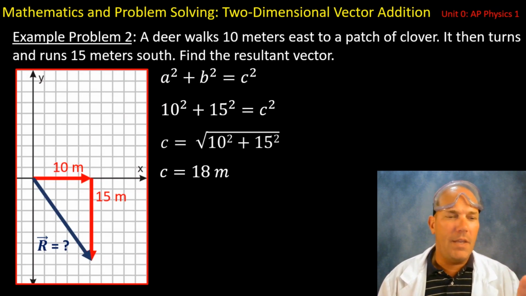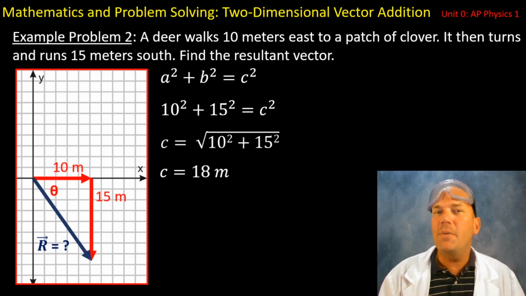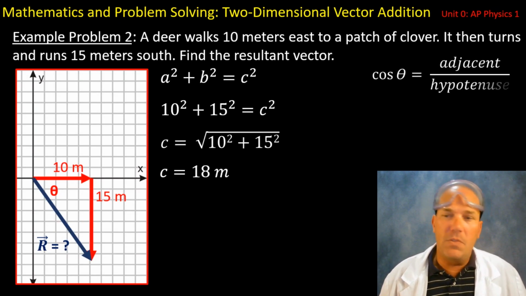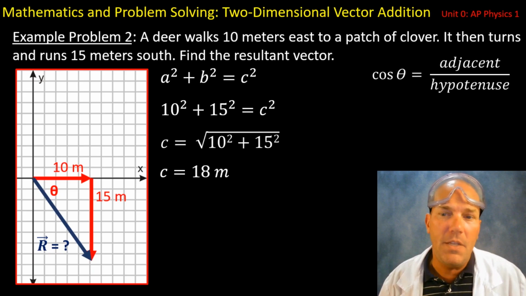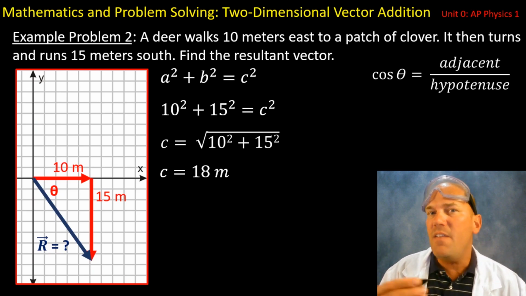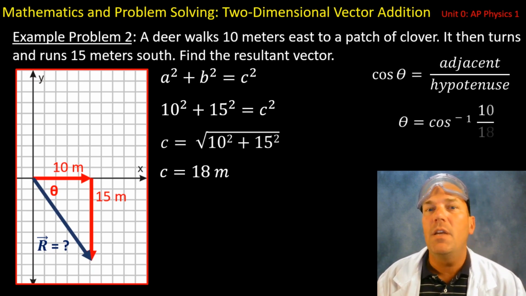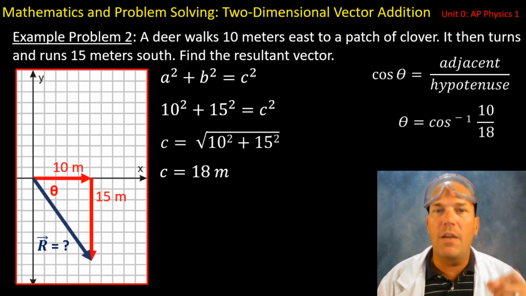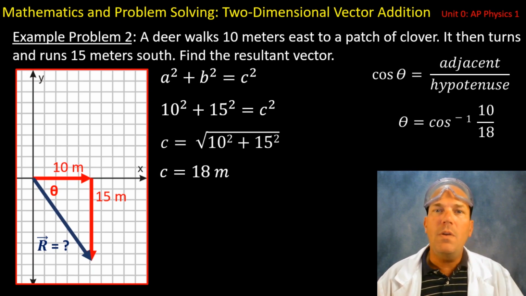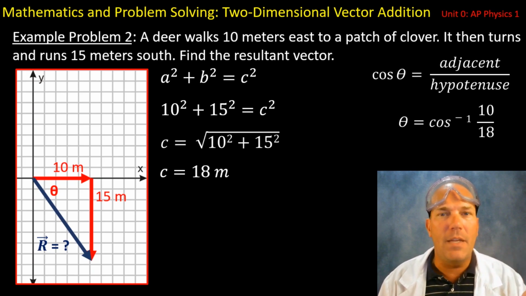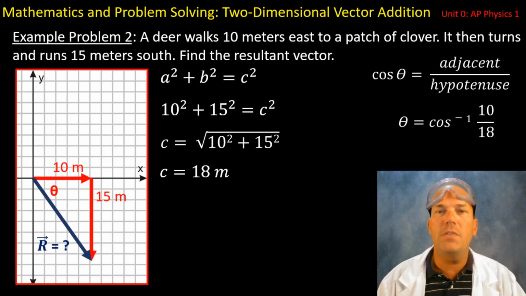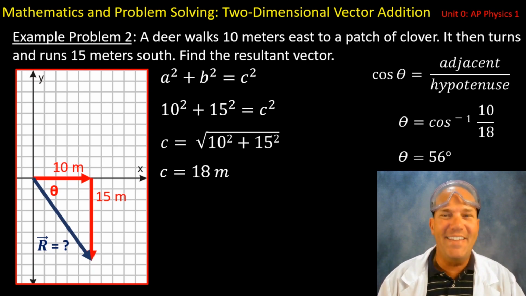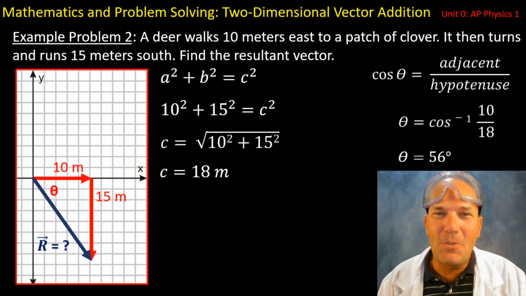Looking at this and any of the possibilities that you've learned about in the last couple videos, we can use a cosine function, and we can use the inverse of the cosine function to help us relate the ratio of the adjacent side over the hypotenuse to the angle theta. So using the inverse cosine function, we can solve for theta to be 56 degrees.